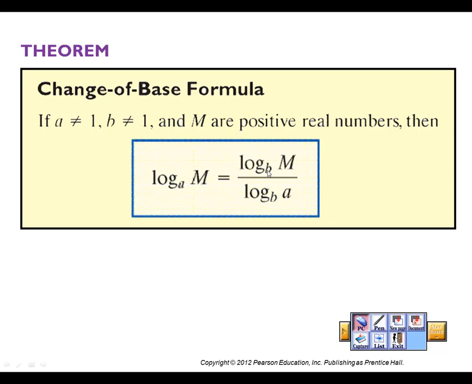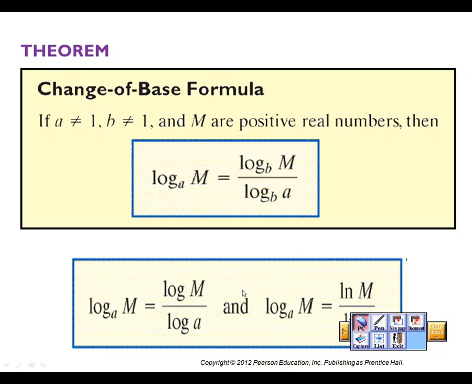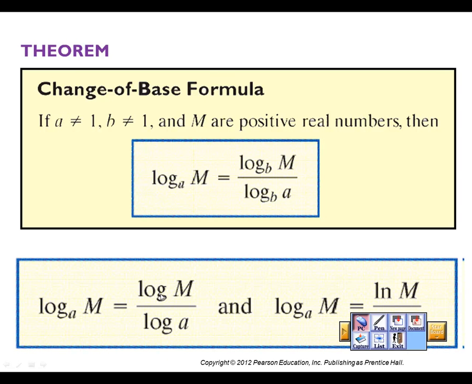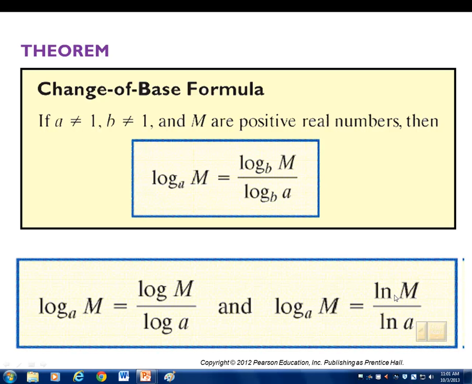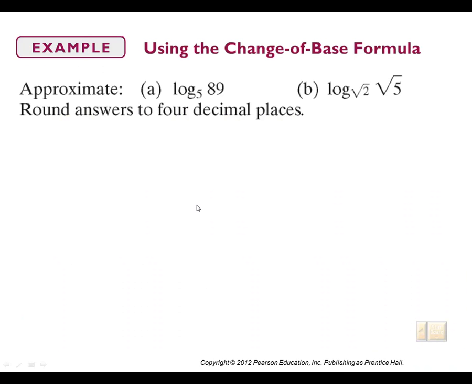So in this case, the base b would be either base 10 or base e, which is natural log, and those are the only two that you can use on the calculator. Okay, and here this is base 10: log m base 10 over log a base 10, or the natural log m over natural log a. And that's our approximation.